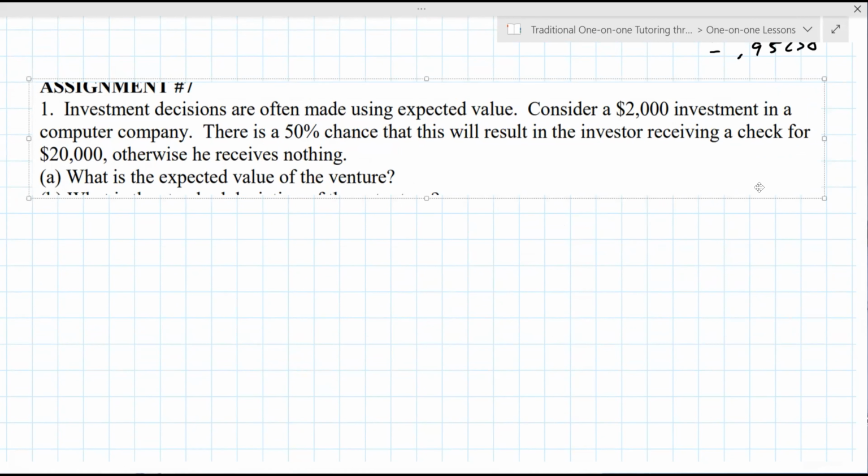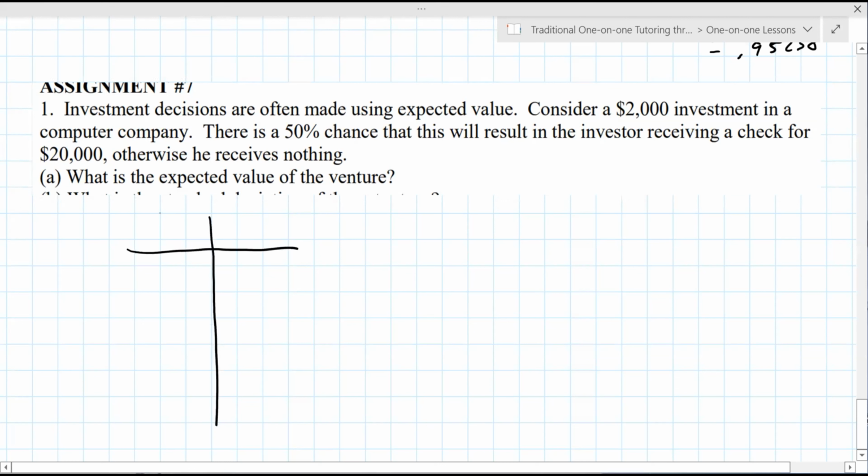And whether we actually do this, there are two opportunities, or there could be more than two, and you assign a probability to each. Even if you don't think you're doing it, you probably are. So this is pretty similar here. It says, consider a $2,000 investment in a computer company. There is a 50% chance that this will result in the investor receiving a check for $20,000. Otherwise, he receives nothing. So in these problems, there's always an event X and a probability of X.